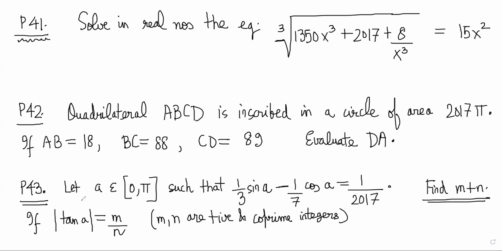And problem 43 is a trigonometry problem. A is an angle between 0 to pi such that 1 by 3 sine A minus 1 by 7 cos A is equal to 1 by 2017. If the modulus of tan A is m by n, where m and n are positive and co-prime integers, which means they are relatively prime, find m plus n.